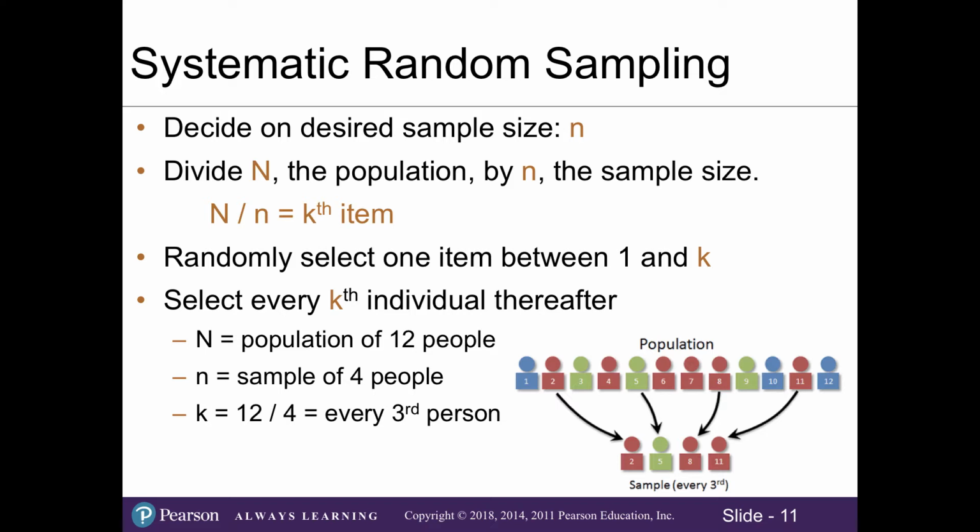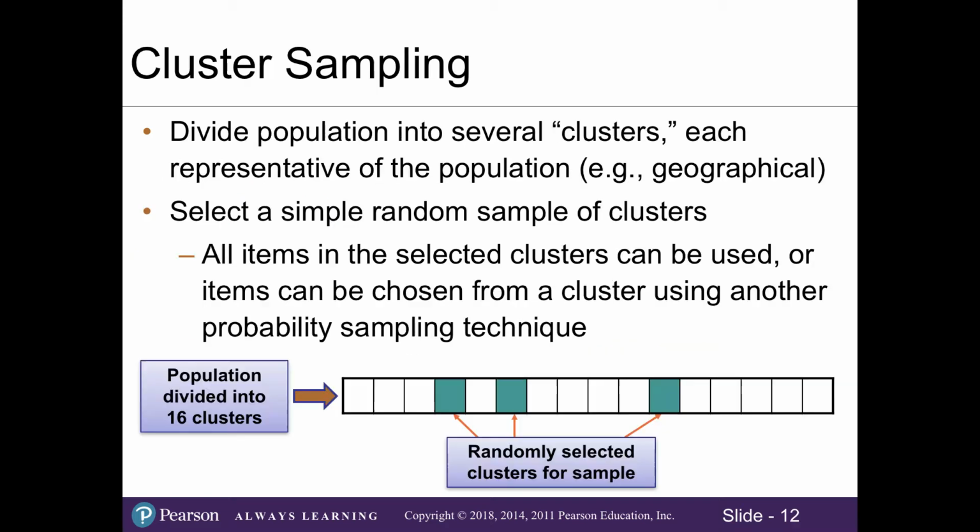That's how we see in the figure here where we randomly select a number between 1 and K, K in this case being 3. So randomly we chose 2. So the second person, then 3 up is the 5th person, then 3 up is the 8th person, and then 3 up is the 11th person.